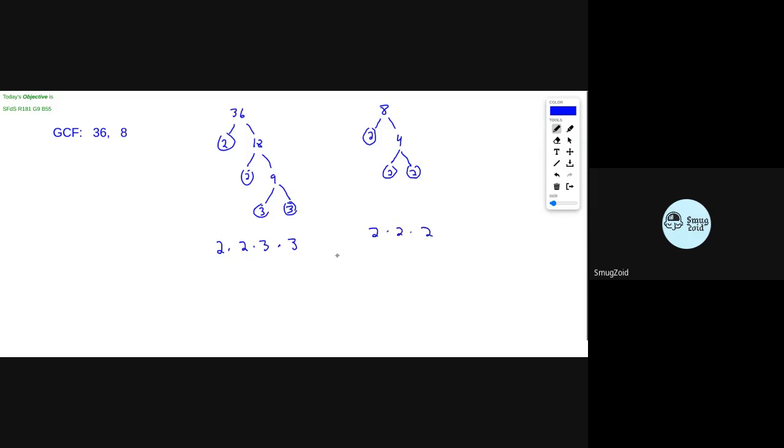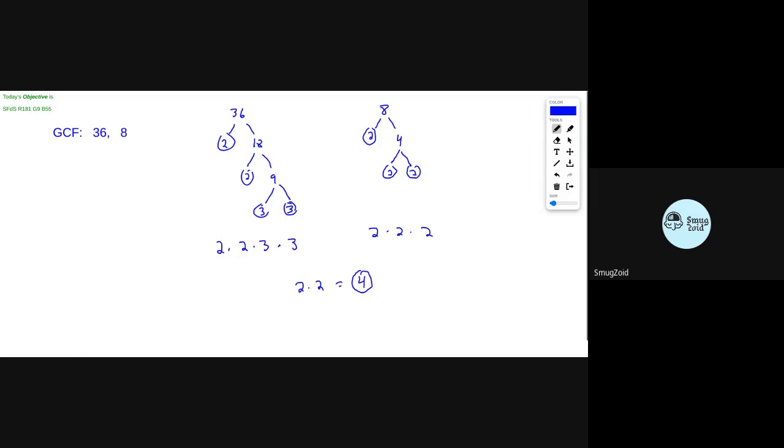So what do they have in common? The greatest common factor between them, you just take what you see in both of them, 2 times 2, which is going to be equal to 4. That is the greatest common factor you have between these two numbers, okay? Now, keep in mind, there's a big difference between greatest common factor and least common multiple, the two different things. This is usually a relatively small number, okay?